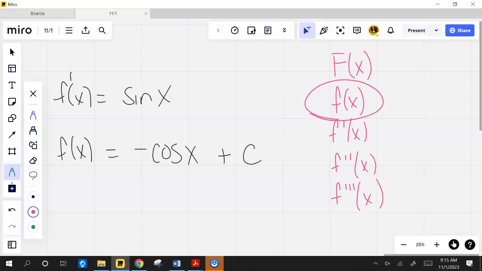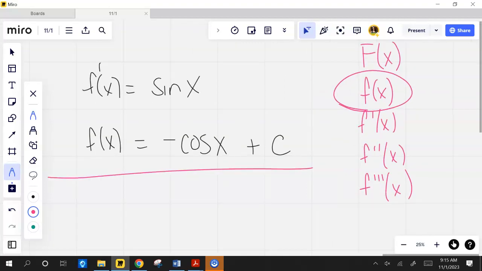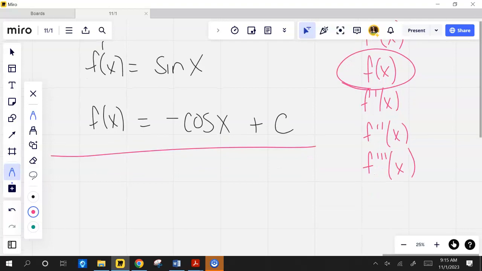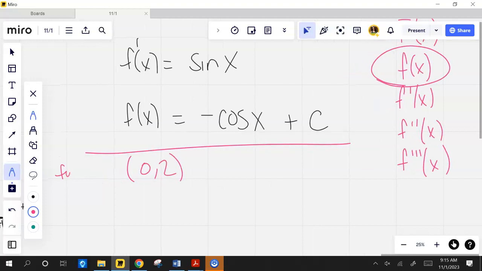What if I had a point on the function? Would that be enough to find the c? Sure, for sure it would. So let's take this same function here, and let's say that the function passes through the point 0, 2. Now I can find a specific antiderivative, and I wouldn't need the c in there, right? And notice I said the function passes through, so not the derivative, but the function itself. So I'm going to plug that in.